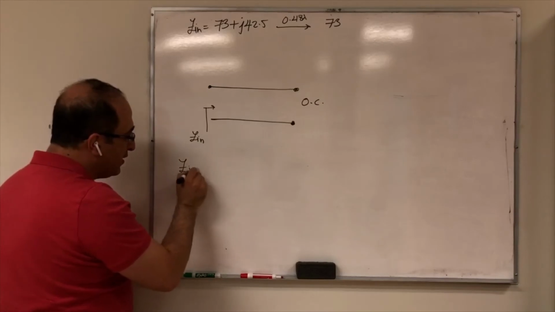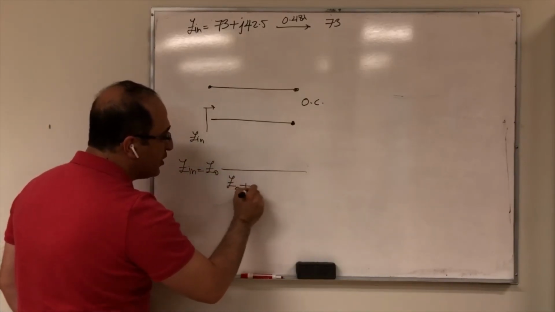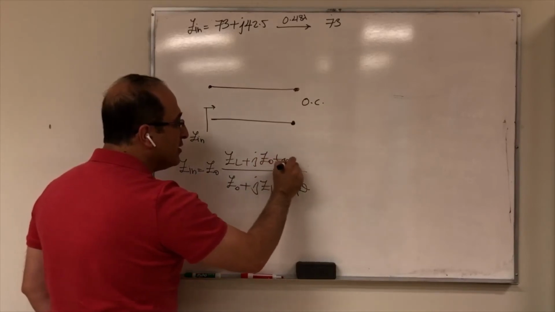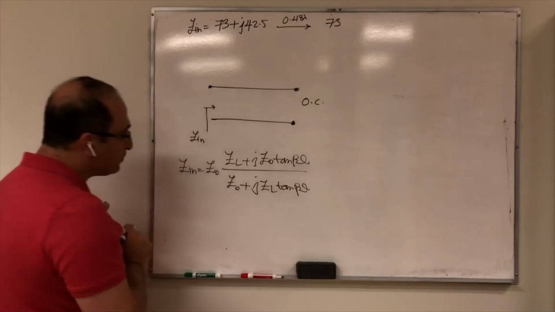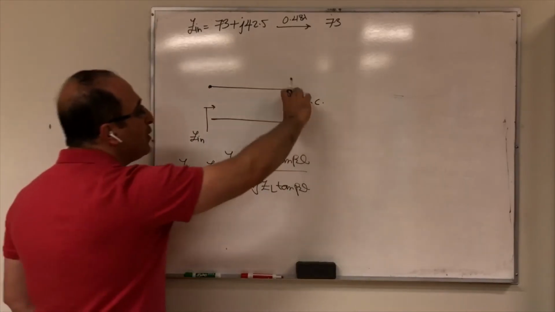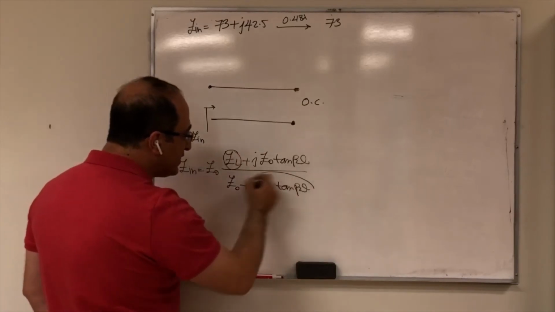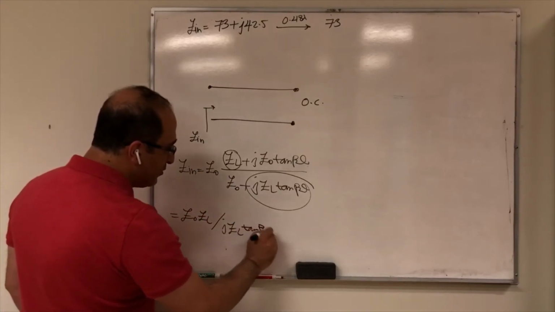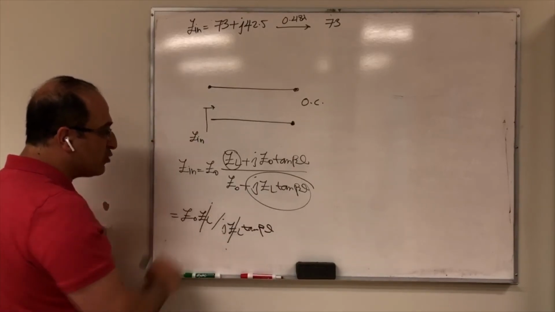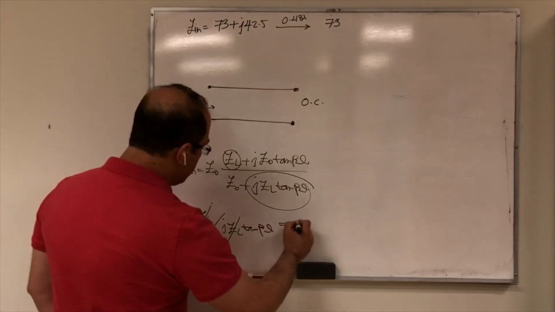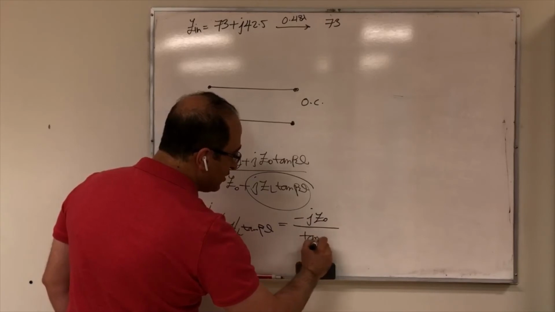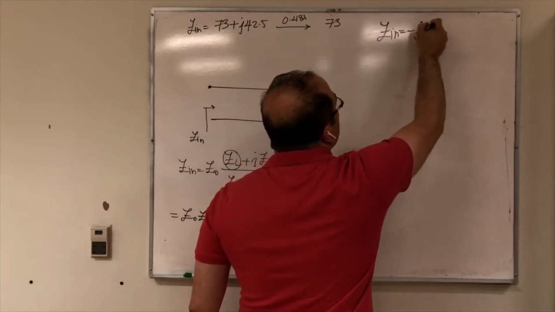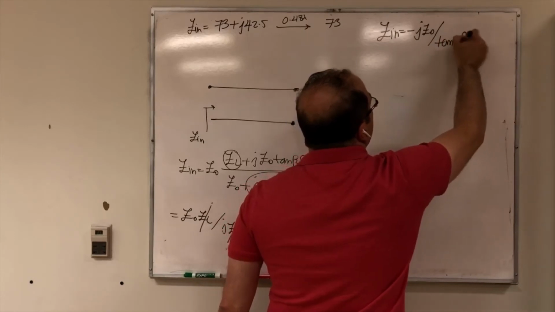Let's find Z in. Z in is Z naught times ZL plus j Z naught tangent beta L, divided by Z naught plus j ZL tangent beta L. Now I know that my ZL, which is the load, is open circuit, so it's very large. So this term is dominant, and this term is dominant. Therefore, it's going to be Z naught ZL divided by j ZL tangent beta L. ZL and ZL cancel. If j comes to the numerator, it becomes minus j. So the final result becomes minus j Z naught cotangent beta L. So this is going to be my Z in. Let me write it here: Z in becomes minus j Z naught cotangent beta L.